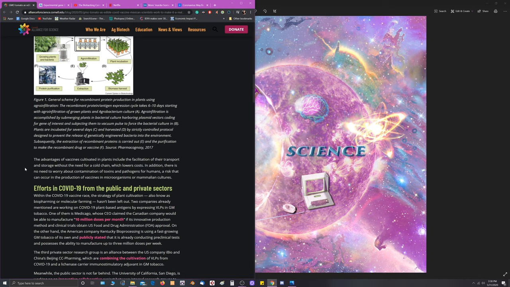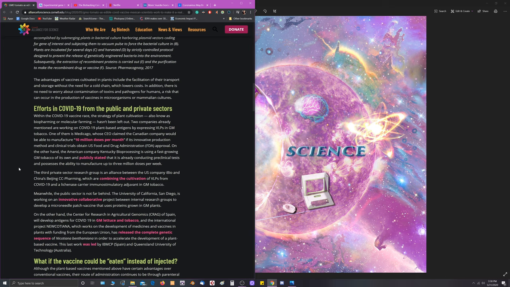Efforts in COVID-19 from the public and private sectors. Within the COVID-19 vaccine race, the strategy of plant cultivation, also known as biofarming or molecular farming, hasn't been left out. Two companies already mentioned are working on COVID-19 plant-based antigens by expressing VLPs in GM tobacco. One of them is Medicago, whose CEO claimed the Canadian company would be able to manufacture 10 million doses per month if its innovative production method and clinical trials obtain U.S. Food and Drug Administration, FDA, approval.